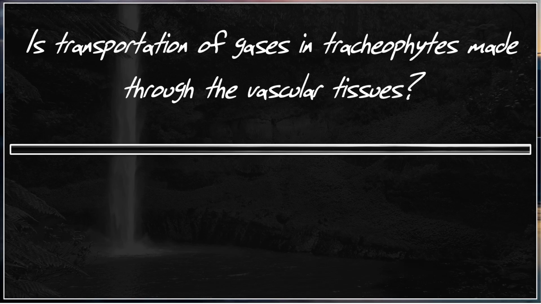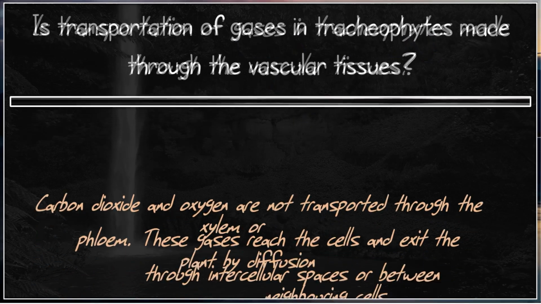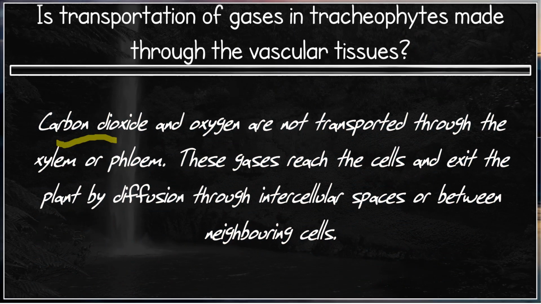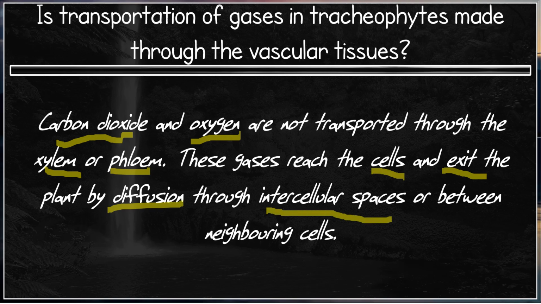Is transportation of gases in tracheophytes made through vascular tissue? Carbon dioxide and oxygen are not transported through the xylem or the phloem. These gases reach the cell and exit the plant by diffusion through intercellular spaces or between neighboring cells.